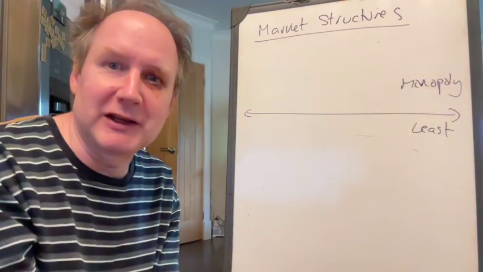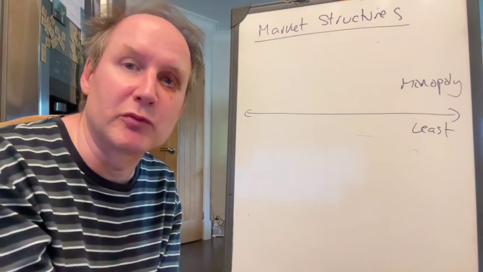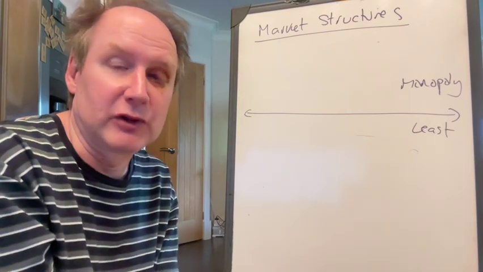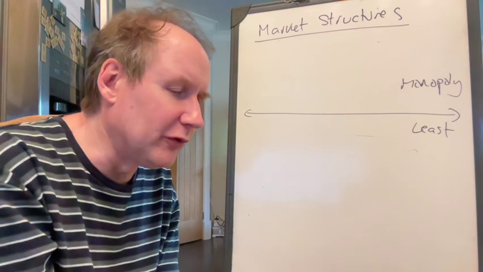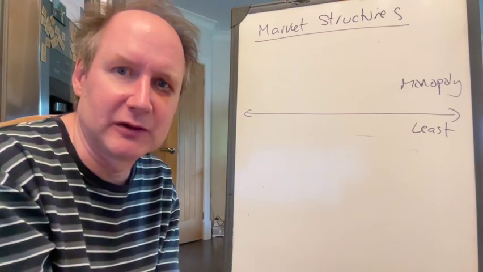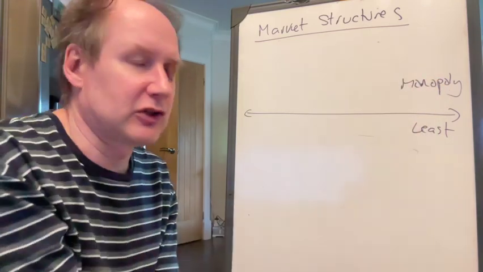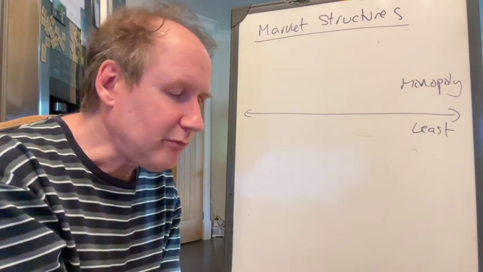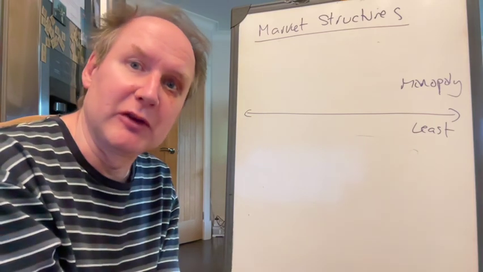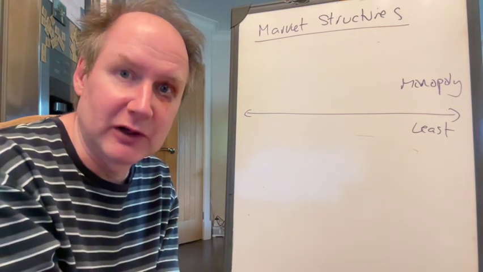The firm is all by itself. In what's called a pure monopoly, there is literally only one firm. One firm has 100% of the market. It has a 100% concentration ratio. So that's totally uncompetitive.